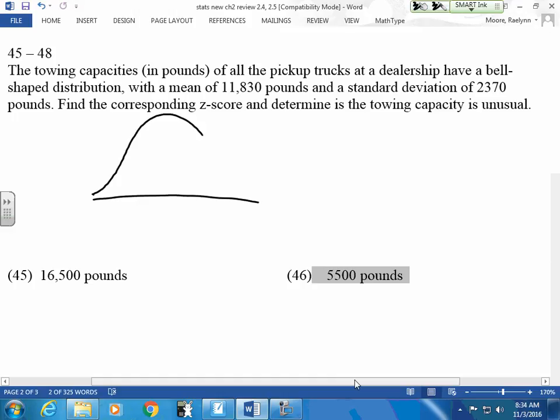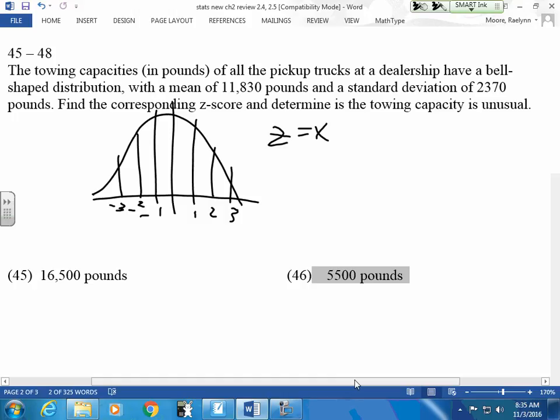Again, we start like this. Put your mean in the middle. 1, 2, 3. -1, -2, -3. This is going to help you know this formula. I will give you this formula tomorrow. But that's the formula you're going to use for this.